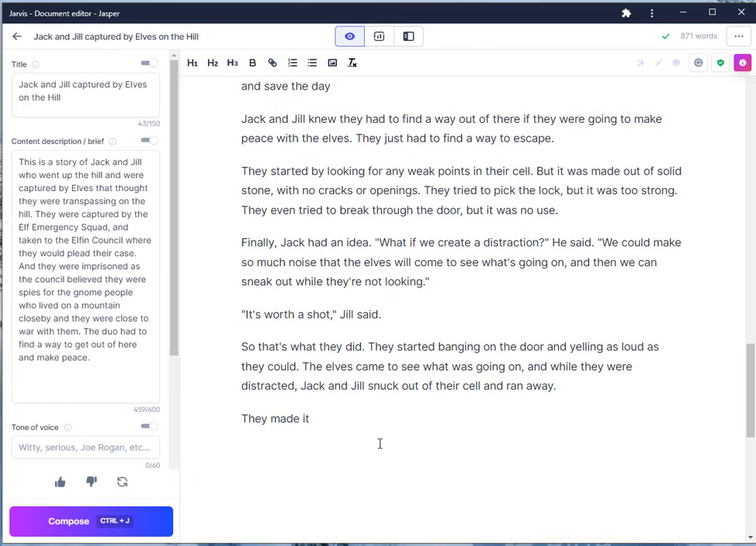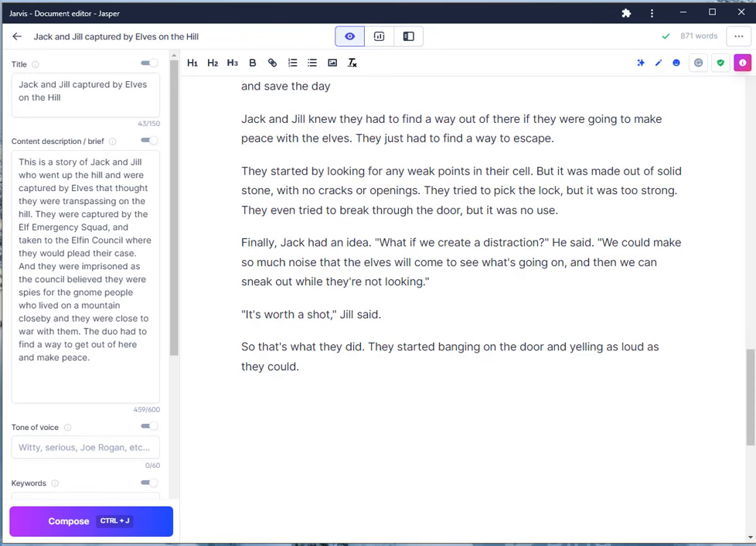Now, in some story cases, you might want to come up with something a bit more creative, but it allows you to start somewhere. It gets the creative juices flowing, where you can now figure out where you want to take this at this point in time. So for example, they came to see what was going on, they were distracted. I don't think that's too convincing, so I will direct Jasper in another direction with this.